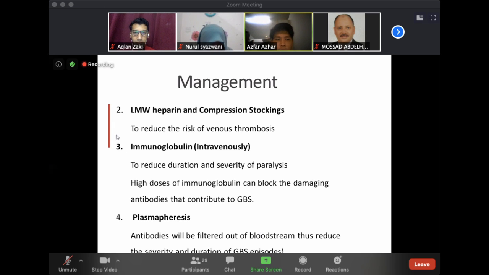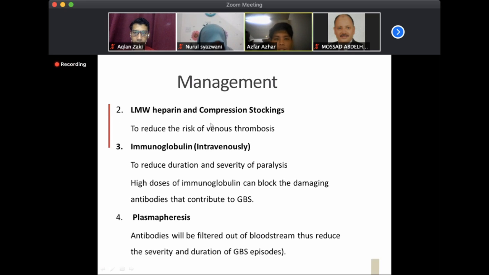And also we might give low molecular weight heparin and compression stockings to reduce the risk of venous thrombosis. And also we can give intravenous immunoglobulin to reduce the duration and severity of paralysis. So a high dose of immunoglobulin can block the damaging antibodies that contribute to GBS. Okay, so they fight back the antibodies. Another option we can do is plasmapheresis, where the antibodies that are involved in damaging the myelin itself will be filtered out of the bloodstream, thus reducing the severity and duration of the GBS episode. Okay, this is one option.